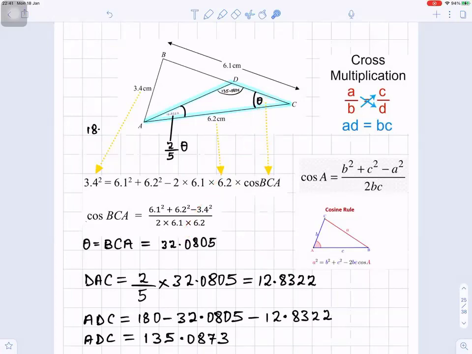Now DAC, this angle, the question says is 2/5 of this angle. So 2/5 of that 32, 2 times 32.08 divided by 5, gives you 12.83. So we know this angle, 12.83. In a triangle, angles add up to 180. So using this triangle, 180 minus 32 and minus 12.8 will give us 135, which is that angle there.